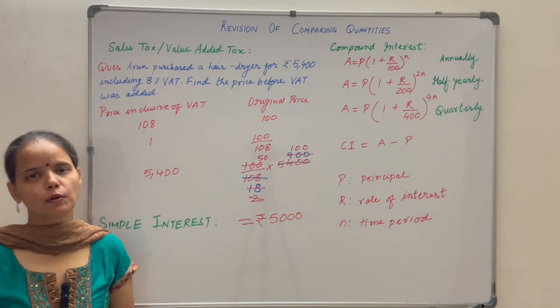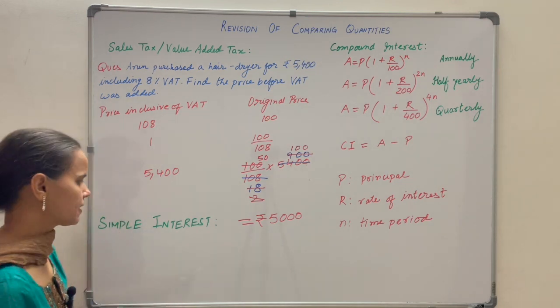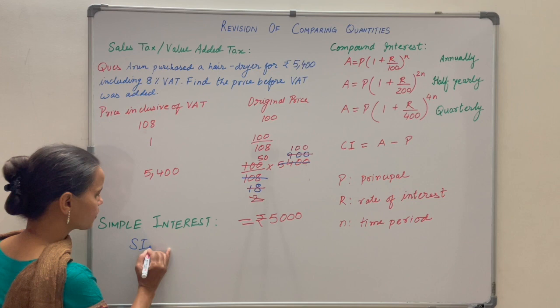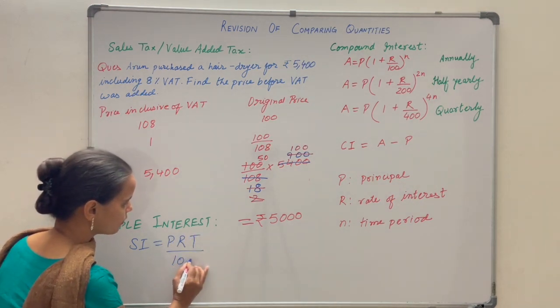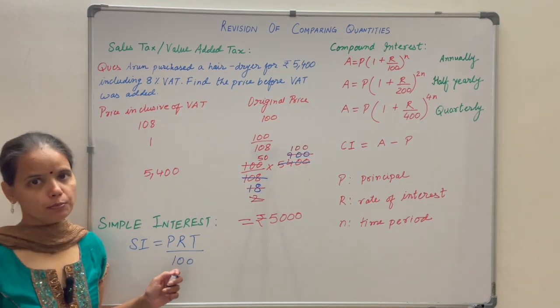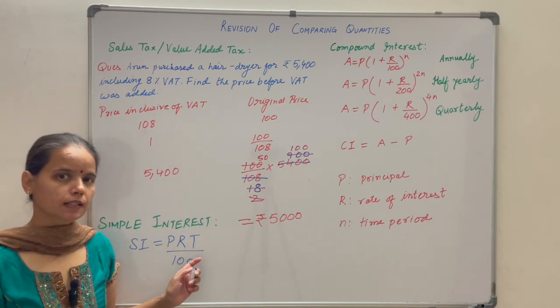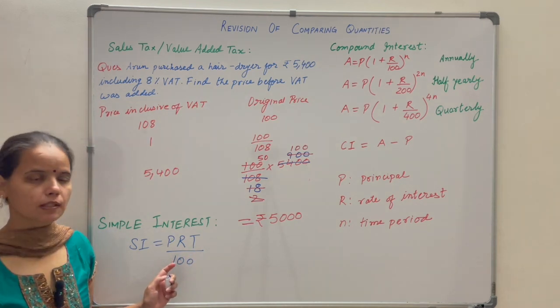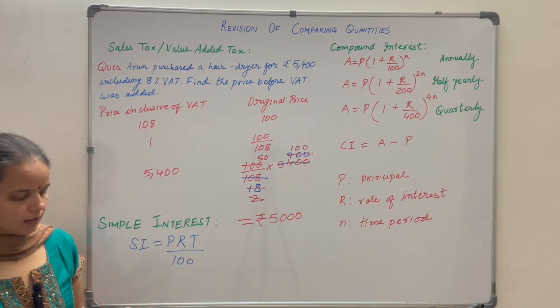Let us now discuss simple interest. So the formula to calculate the simple interest is equal to PRT upon 100, where P is the principal, money borrowed or deposited, R is the rate of interest, T is the time in years. So to calculate simple interest, you have to use the formula PRT over 100.